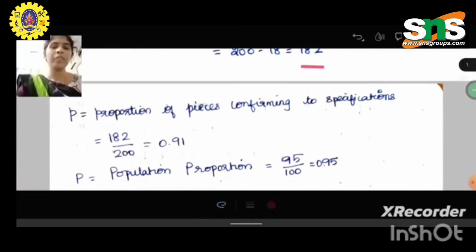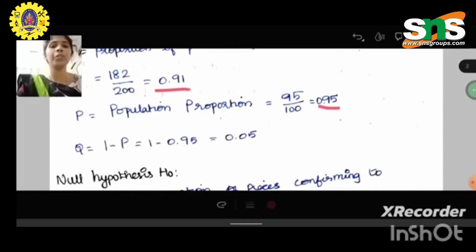The next is, we are going to find small p, that is sample proportion. p is equal to proportion of pieces conforming to specification, that is 182 divided by 200, which is 0.91. Now capital P is population proportion, which is 95%, that is 0.95. Next we are going to find capital Q, which is 1 minus capital P, which is 0.05.